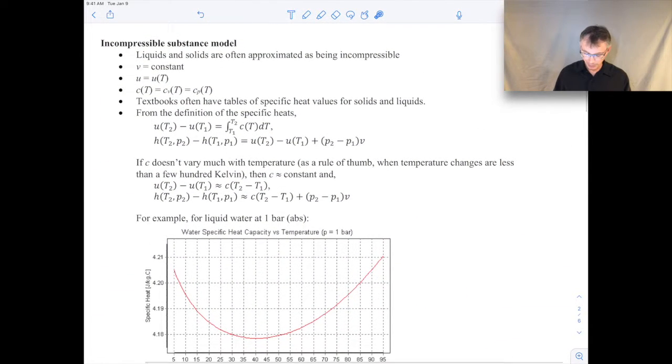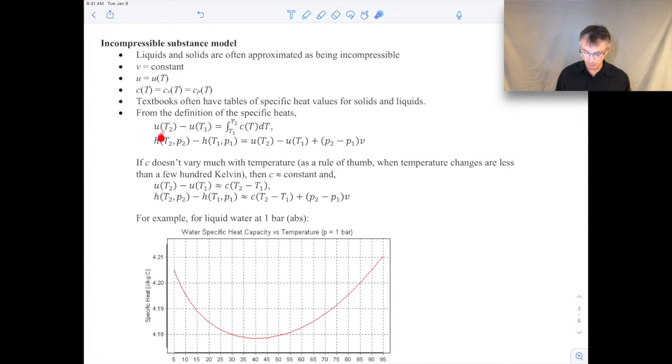Now, from the definitions of the specific heats for an incompressible substance, if you want to find the change in specific internal energy at two different temperatures, we would integrate the specific heat times the small change in temperature between the two temperatures of interest. If you want the specific enthalpy, that in general is a function of temperature and pressure, that's just equal to the change in the specific internal energy plus the change in pressure times the specific volume. So we derived both of those in our previous video lecture. So that's how you'd find these differences for an incompressible substance.